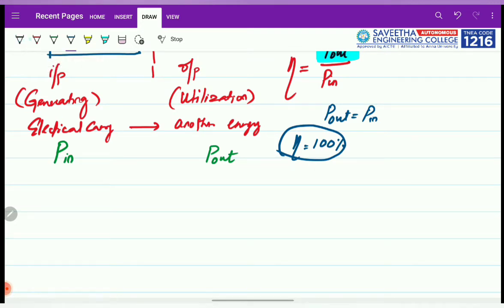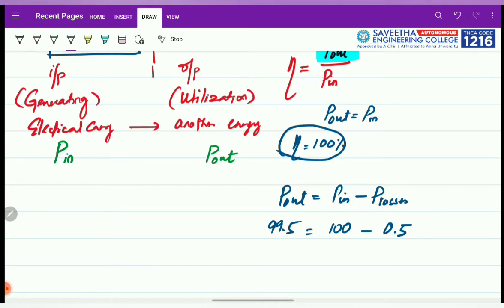Because the output power can also be given as input power minus losses, from the very first equation. So if the input power is 100, and I have losses as less as possible, suppose 0.5, then my output will be 99.5. So we will have a very small loss, giving 99.5.